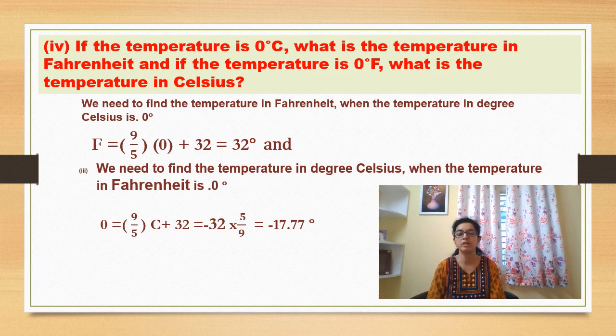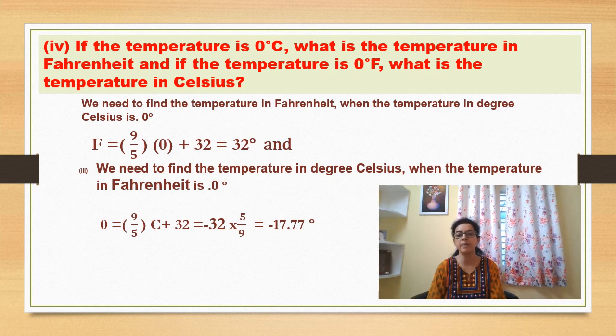So you can see over here, in the first equation, I have replaced C with 0. So on replacing C with 0, you see that the entire first term is getting eliminated. 9 upon 5 multiplied by 0 is 0, and the second number 32 is remaining. So F is equal to 32 degrees Fahrenheit.